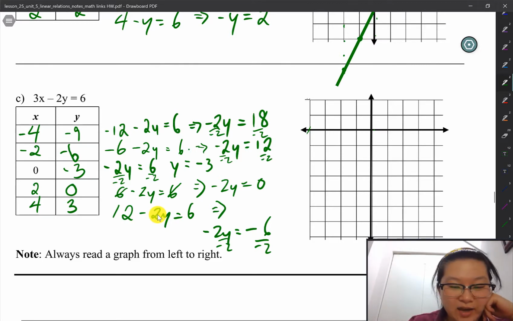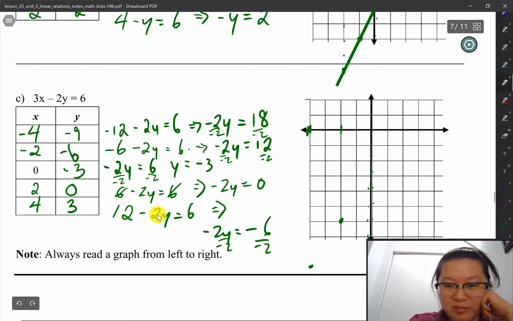Phew! Okay, so we have our data tables. Now we can do some plotting. When my x is negative 4, which is over here, I have to go down negative 9. Go down 9 steps for y. 1, 2, 3, 4, 5, 6, 7, 8, 9. Okay, so somewhere here. Then negative 2 becomes negative 6. 1, 2, 3, 4, 5, 6. That's going to be right here.